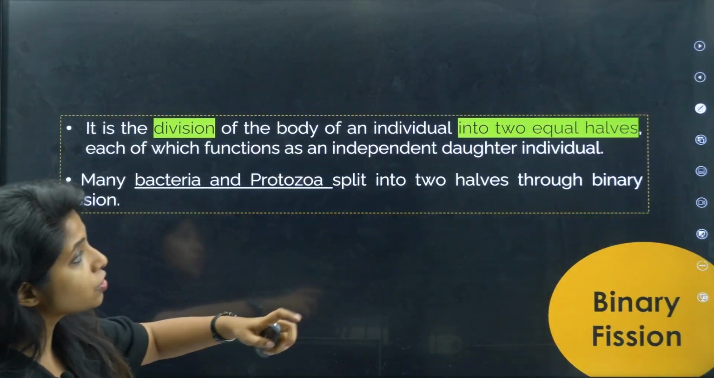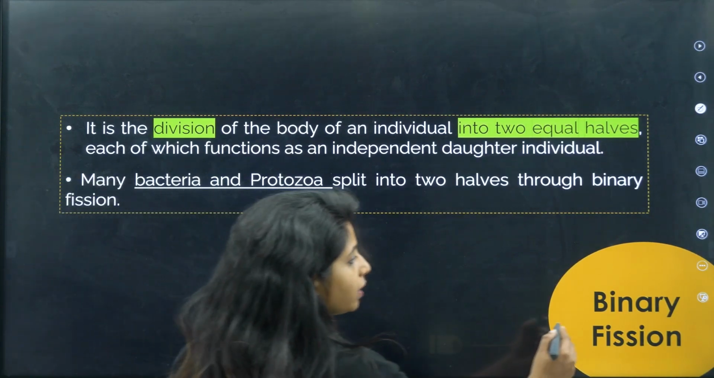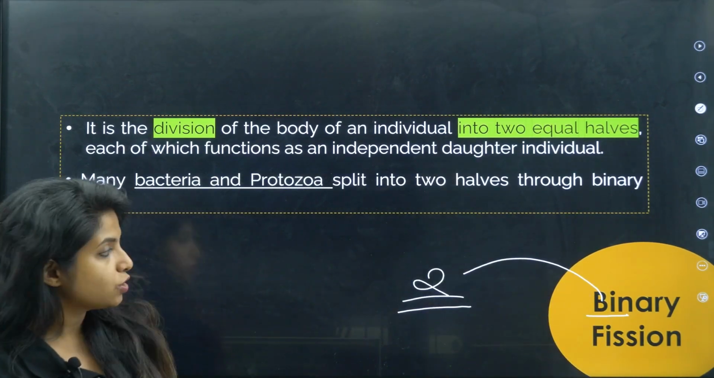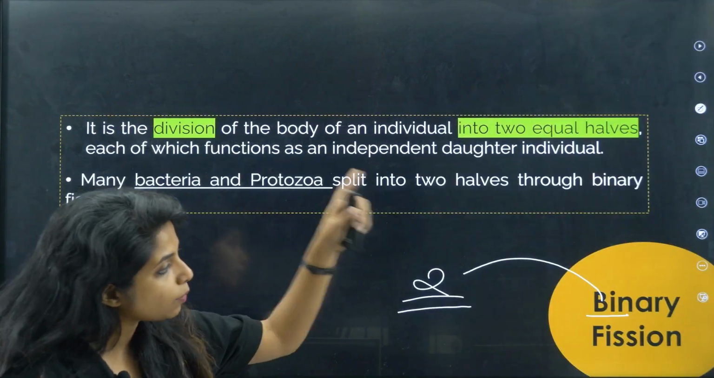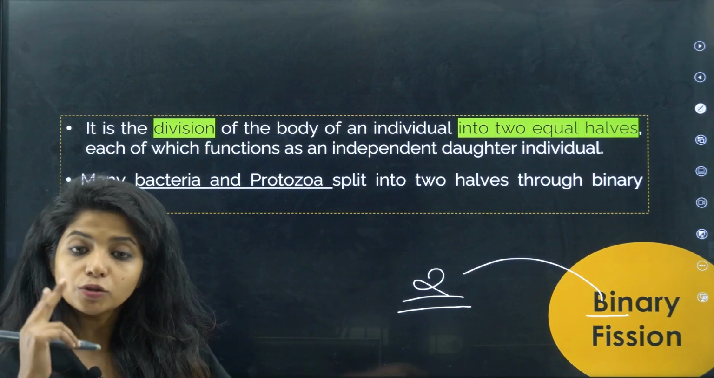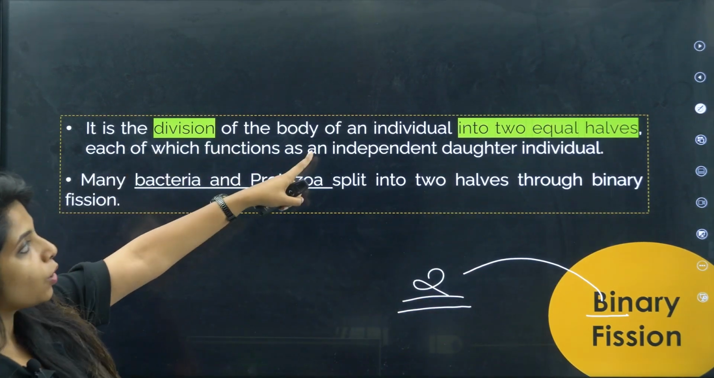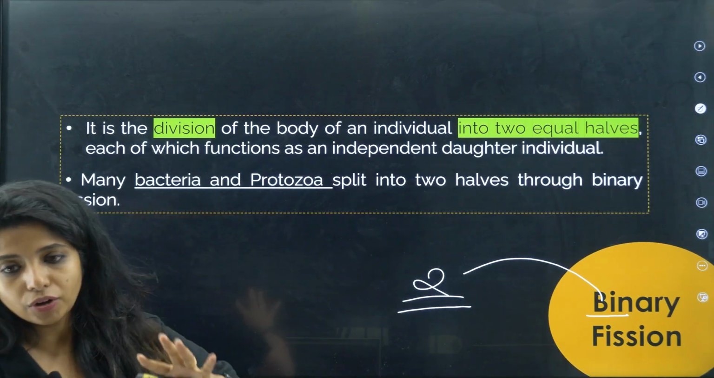Now fission is also of two different types. One is binary fission. With the help of the term binary, you can understand that two individuals are going to form. Division of the parent body was happening into two or more, so this is about the two. When an organism divides into two, it's known as binary fission. It's a division of the body of an individual into two equal halves, each of which functions as an independent daughter individual.